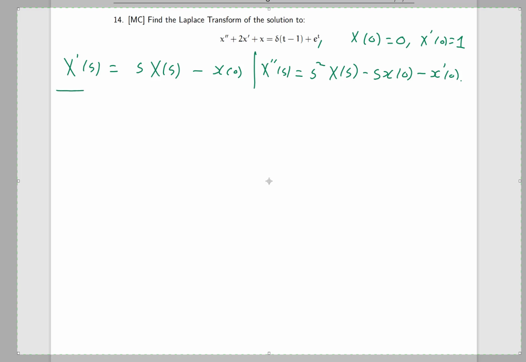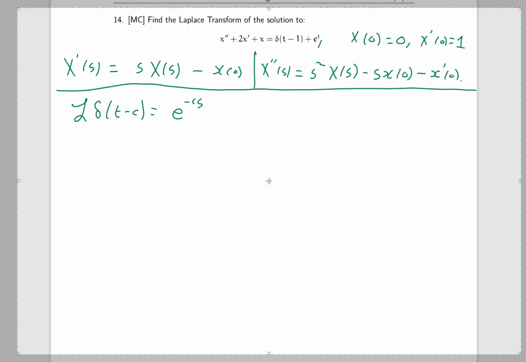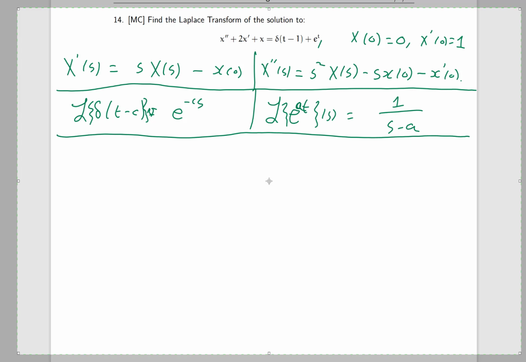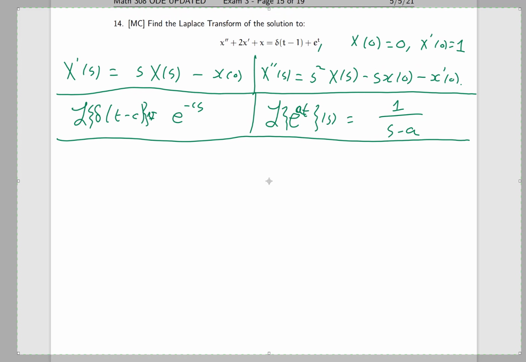Let me also remind you that the Laplace transform of delta of t minus c is equal to e to the minus cs, and the Laplace transform of e to the at is equal to 1 over s minus a. You will have a Laplace transform table on the exam, but these are really standard things that you should know. In fact, if you're having to look this up on the table in the exam, never mind.